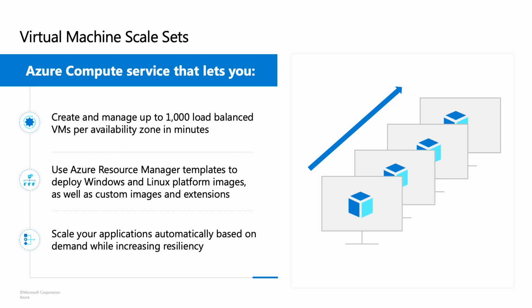VMSS provides capabilities like auto scaling, which helps you to scale out your infrastructure using metrics, and it can react to the needs of your customers and your application in real time.